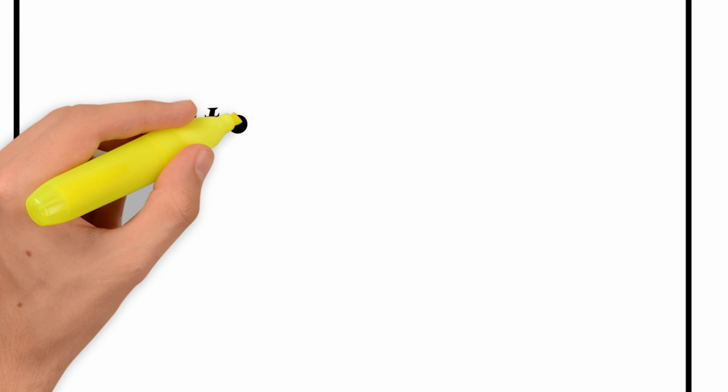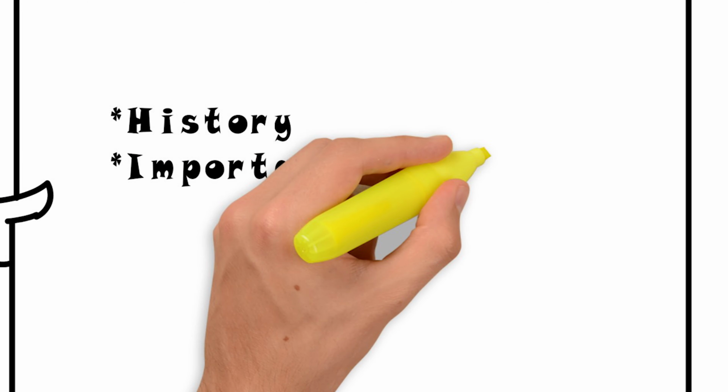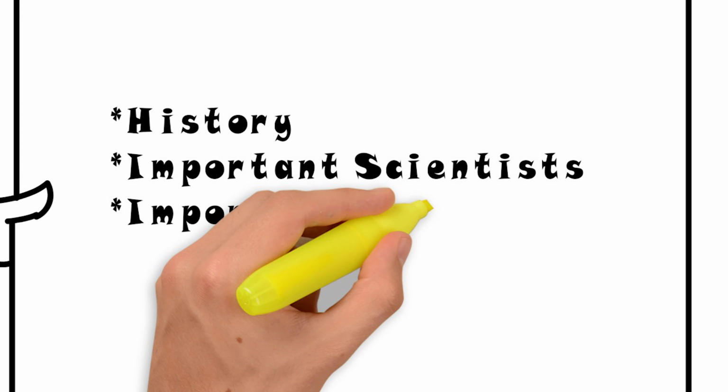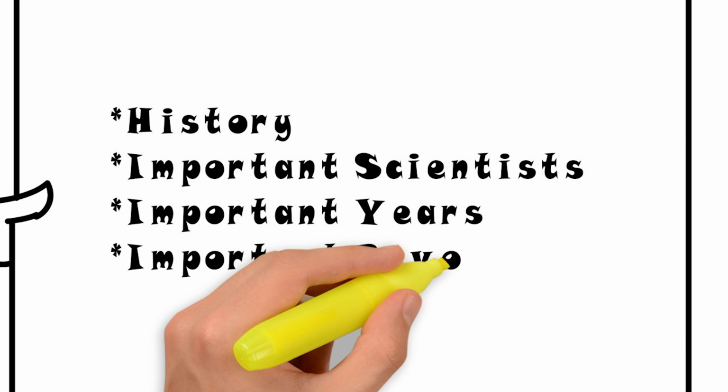I am going to deal with four important topics. Those are history, important scientists, important years, and important revolutions. So let's get started with the history.